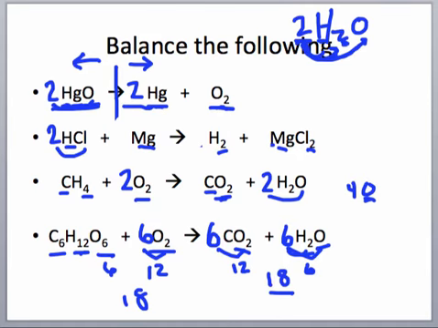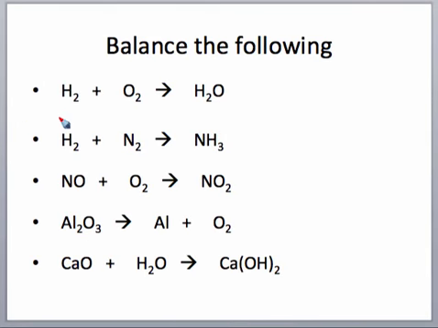Okay, let's move on. Okay, here's our favorite reaction that we've seen a number of times. So we have 2 hydrogens, so those are good. 2 oxygens. Now over here we have 1 oxygen. So to make it 2, we're going to put a coefficient of 2 there. Now that changes our hydrogens to 4, so on the left side we need 4, so I'm going to put a 2 there. 2 times 2 is 4. So everything's good.